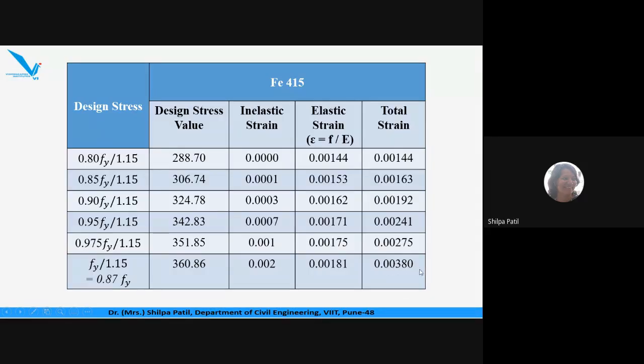The maximum strain can be achieved equal to 0.0038, corresponding to the maximum stress of 0.87 Fy. So the stress in the steel present in the compression zone, we always consider equal to the maximum 0.87 Fy. Or in other terms, FSC is limited to the maximum value of 0.87 Fy. So corresponding to this maximum stress, what is the maximum strain? That value we have to check first.